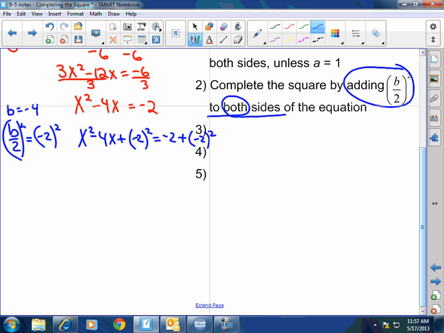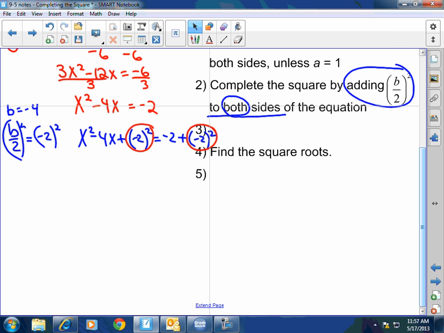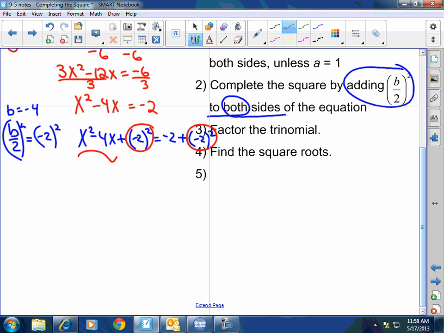Does everyone see what I just did there? All I did was add my b over 2 squared to both sides. Are you guys with me? Step 3, factor the trinomial. Okay, what does this thing factor out to be? Square root of the first, square root of the last. Negative 2 squared equals, what's negative 2 plus 4?